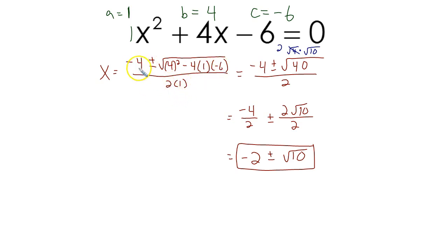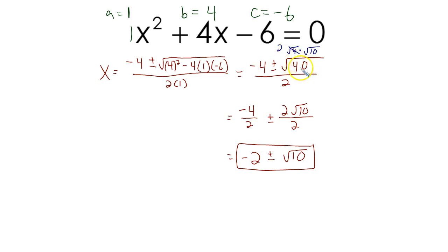And as I said before, I simplify the top left. Negative 4 is going to stay negative 4. 4 squared minus 4 times 1 times negative 6 is 40. And 2 times 1 is 2. Now, I did two things at once here. I split up the negative 4 over 2 plus or minus the square root of 40 over 2. But as I was doing that, I also went ahead and simplified this radical.